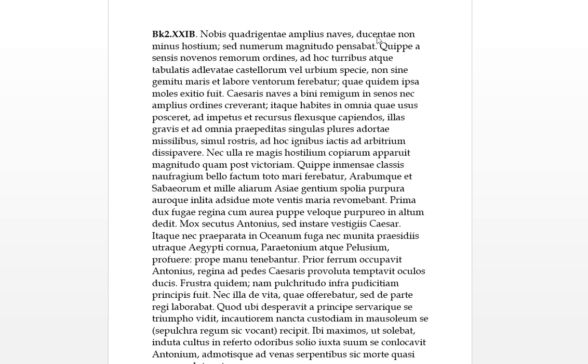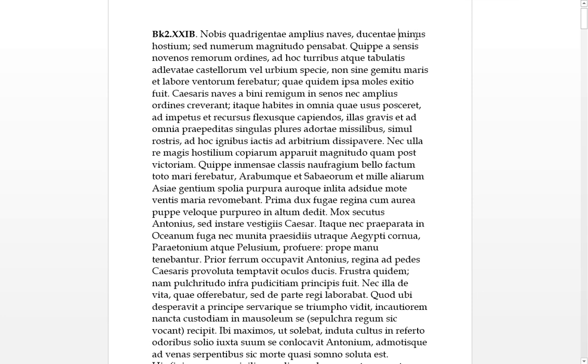Ducente, we can see this is 200. There's a difference in the text. One has non-post and the other goes minus. So we'll just go ducente minus hostium. So there were less than 200 of the enemies, hostium.